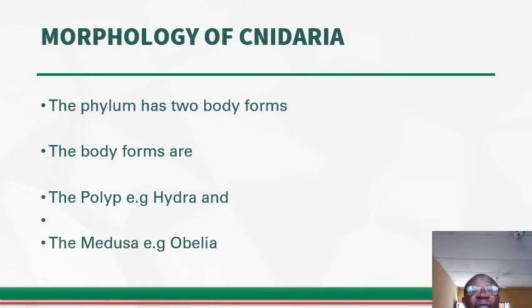Then the morphology of the members of Cnidaria. The phylum has two body forms. The two body forms are, one, the polyp, an example of which is Hydra that I've just shown. Then we have the medusa. An example of this medusa is Obelia. So these are the two body forms that are found in the Cnidaria.